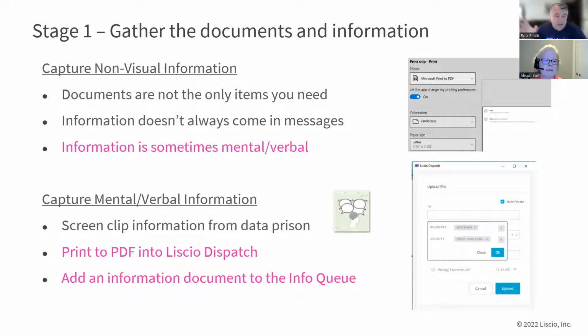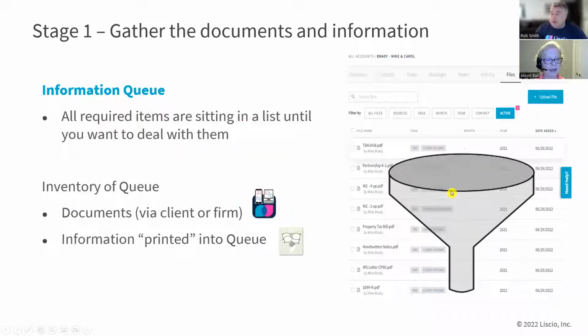Let's say I log on to a bank website and there's information on the bank website that I need for the return. Screen clip, print, queue. Guess what? It's right where I need it. And whoever's going to prepare that return, guess where it's at? It's there. You have it. Waiting. Processed. That's simple.